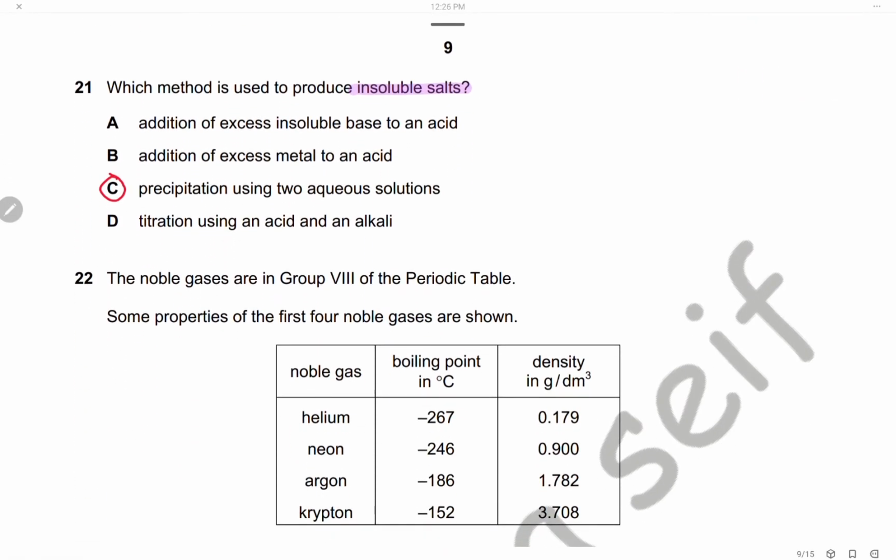Question 21. Which method is used to produce an insoluble salt? Insoluble salt can be produced by precipitation. Precipitation means mixing two aqueous solutions together to form a precipitate. So the method is C, precipitation using two aqueous solutions.